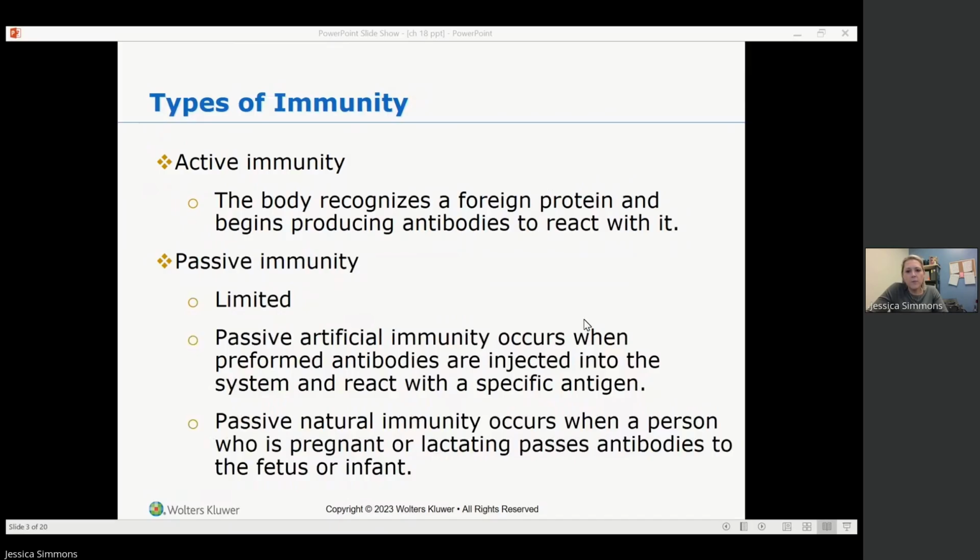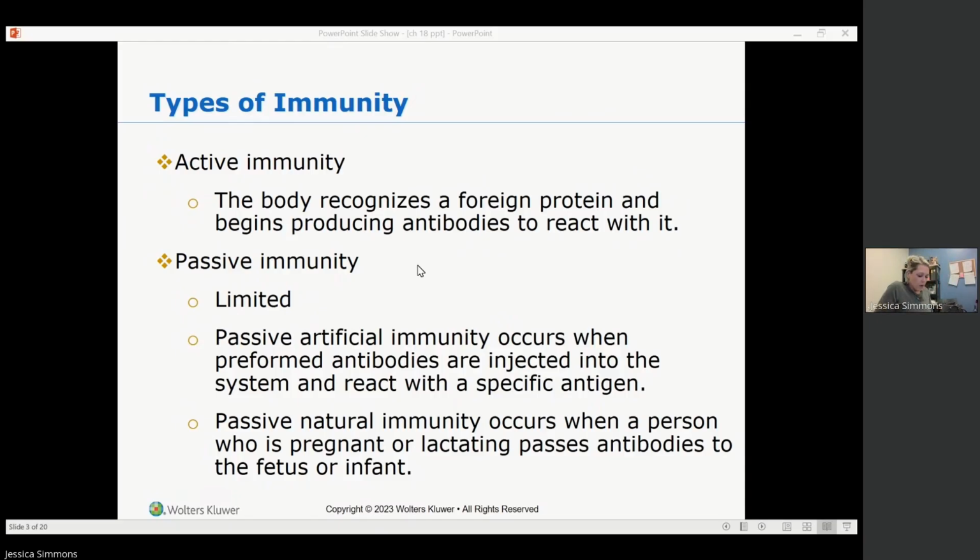So we have different types of immunity. Active immunity is the body recognizing a foreign protein and it begins producing antibodies to react with it. Passive immunity, there's two different types. There's passive artificial and there's passive natural. Passive artificial immunity occurs when preformed antibodies are injected into the system and react with a specific antigen. Okay? Passive natural immunity occurs when a person who is pregnant or lactating passes antibodies to the fetus or infant.